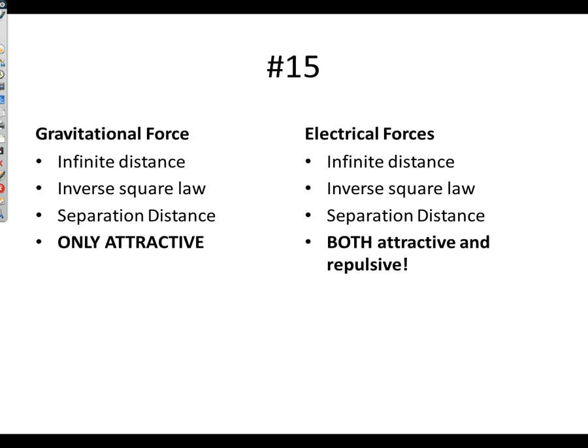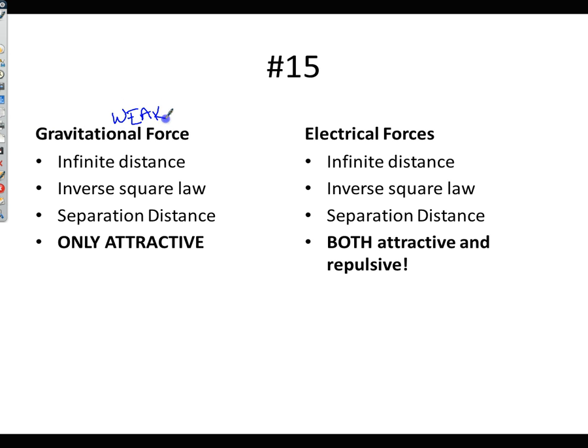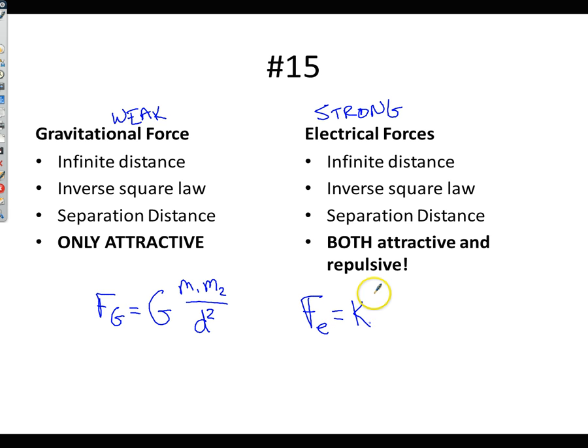For number 15, there's a big difference between gravity and electrical force. Gravitational force is very weak. Electrical force is very strong, and there's an equation that we can look at for both of these. The force of gravity is equal to a constant, which is G, times the mass of one object times the mass of a second object, all divided by the distance between them squared. And if you remember, the force of electricity, Fe, is equal to K times Q1, the first charge, times the second charge, all over the distance between the charges squared.